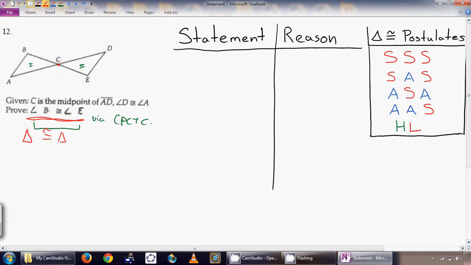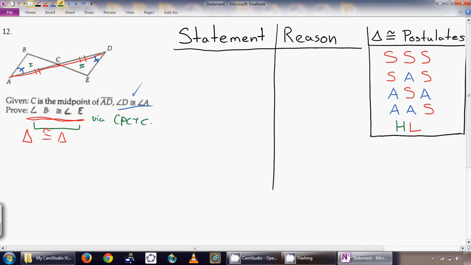C is the midpoint of AD. That's all we know. So if C is in the middle, well then those two sides are congruent, and that's it. Resist the temptation to go to BE. They didn't tell you anything about that. The other piece they tell us is that angle D, this angle up here, is congruent to angle A, this angle down there. That's a given.